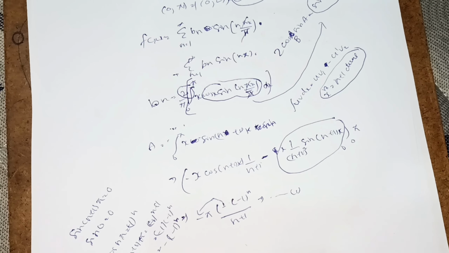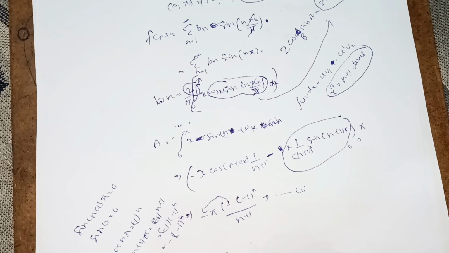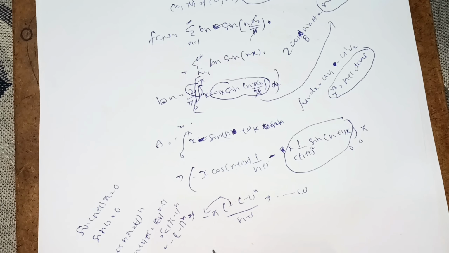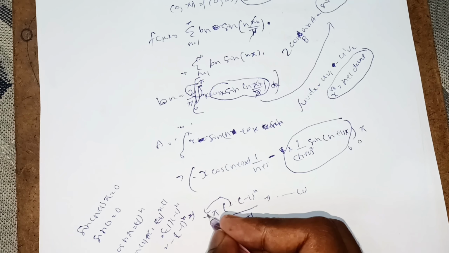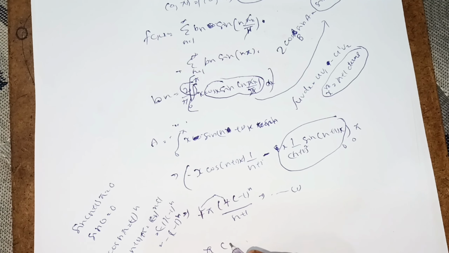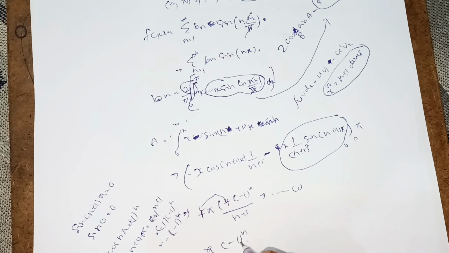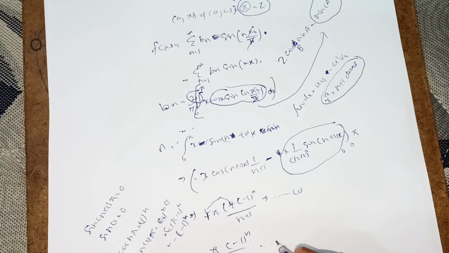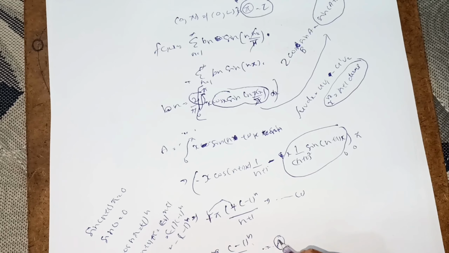Next we should find the second. Here minus into minus will be plus, so here also plus. It will be pi times minus 1 whole power n by n plus 1. So this is equal to A.